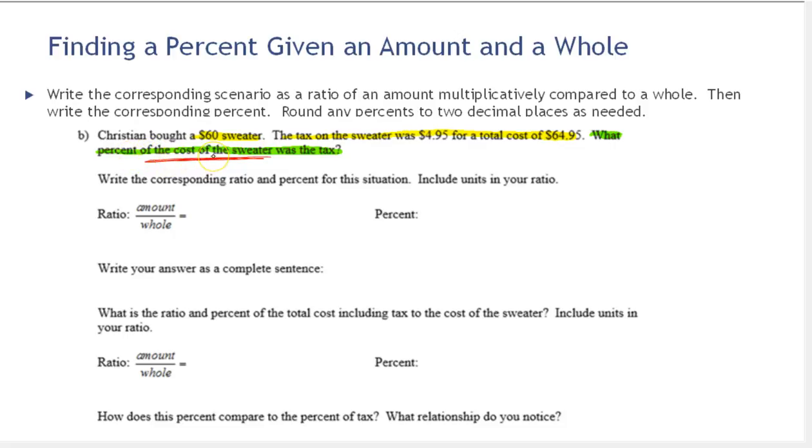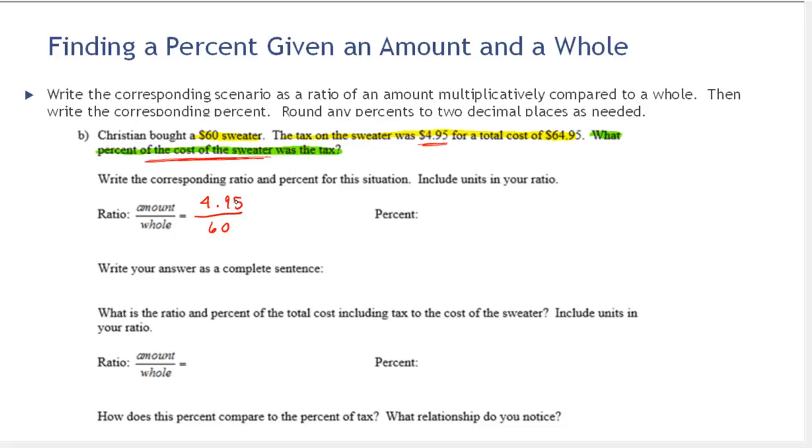Okay. And notice it didn't say the total cost, so we don't want to look at $64.95. We're going to look at the $60. Okay, that's going to be our whole. So let's write $60. And then it says was the tax. So the tax is the amount we're comparing to the cost of the sweater. And the tax was $4.95. So we have $4.95 out of 60.